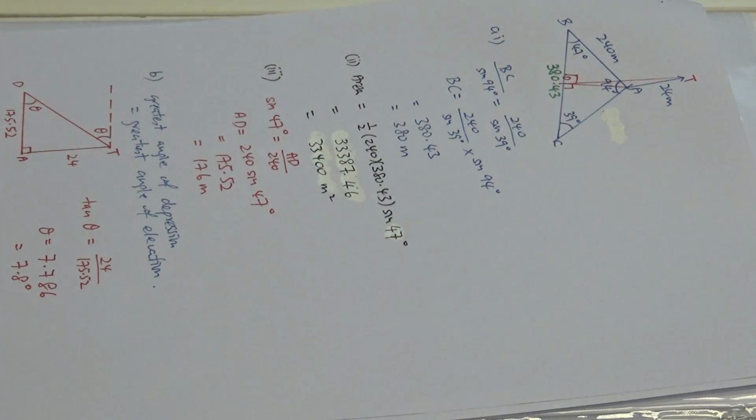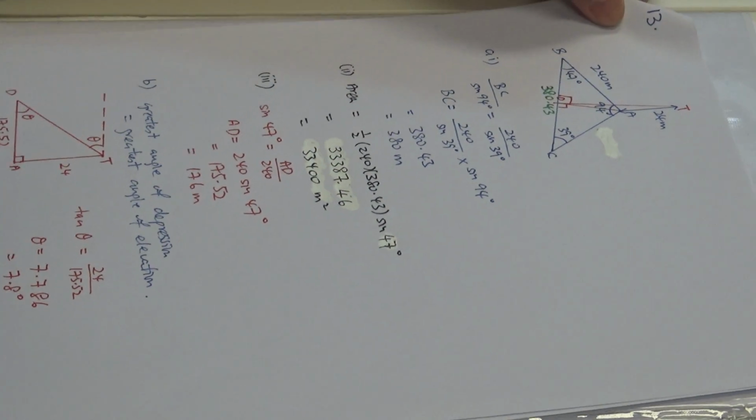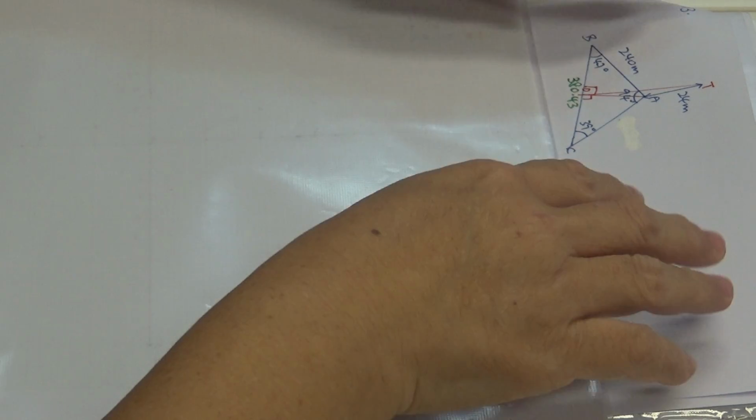Alright, let's take a look at the question. It says that a tree of height 24 meters stands vertically at A on the ground of an island. Two boats are at B and C such that angle BAC is 94, angle ABC is 47, and AB is 240 meters. Part 1. Find the distance between BC.